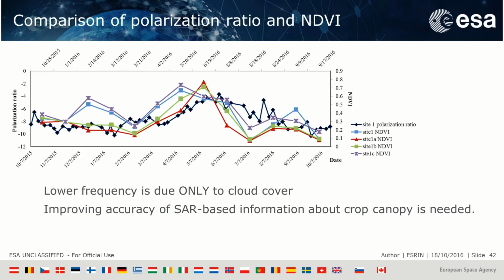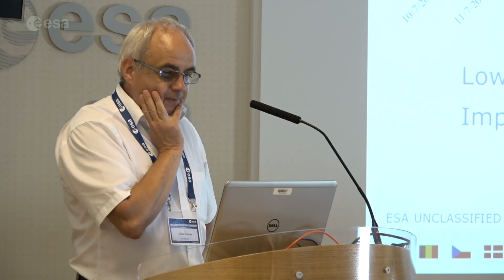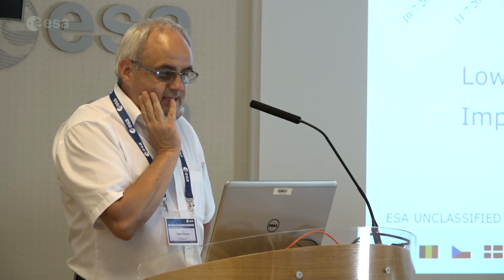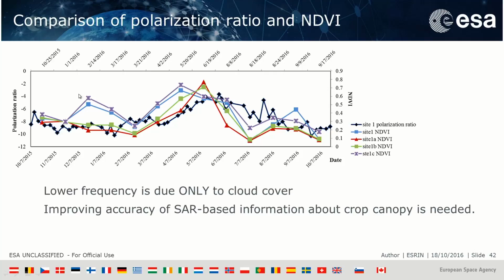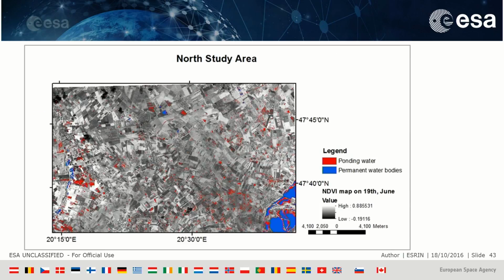Then we were verifying this with optical images. The optical images have, of course, much coarser resolution, and of course a temporal resolution, sorry. And you can see that the temporal run of the polarization ratio and the NDVI is not fitting 100% well, but it is reasonably good. So we can deduce the information about the vegetation from the radar images as well.